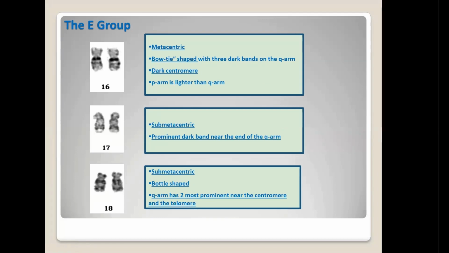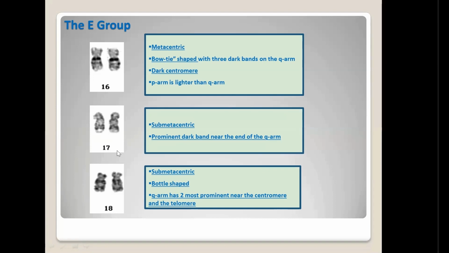The next group, that is E group, includes chromosome 16, 17 and 18. First, to identify chromosome 16, it is metacentric and it has a dark centromere and looks like a bow tie. It is a bow tie shaped chromosome. That is sufficient, but if we see, there is a dark band on the Q arm here. This is a dark band, this is another dark band. So we can say the Q arm is a little darker than the P arm.